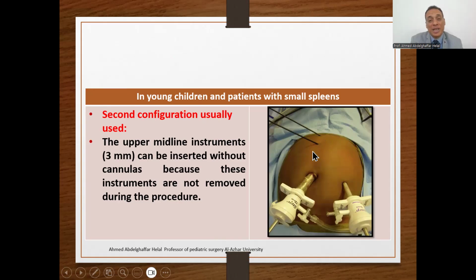Here, the instrument is introduced without trocars, directly through the abdominal wall, because this instrument will not be removed during the surgery. The upper midline instrument is inserted without a cannula because these are not removed during the procedure. So the pediatric surgeon can choose between the first or the second configuration, and choose to perform the surgery from the side of the patient or stand between the legs of the patient, the French position.